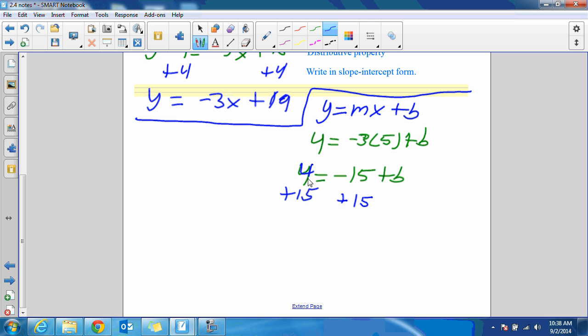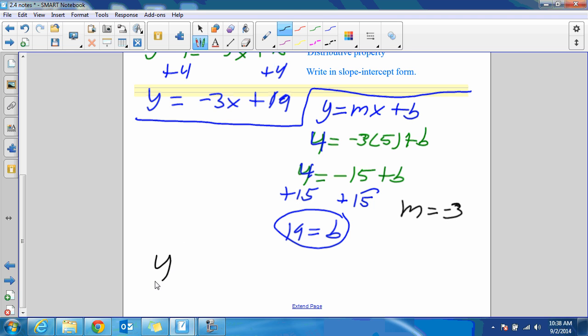That is a 4, by the way. That kind of looks like a y, but that's a 4. We plugged in. So we'd have 19 equals b. Once we have 19 equals b, we already knew our slope was -3. And we could write it in slope-intercept form, just like we did on the previous slides. It'd be y equals -3x plus 19.